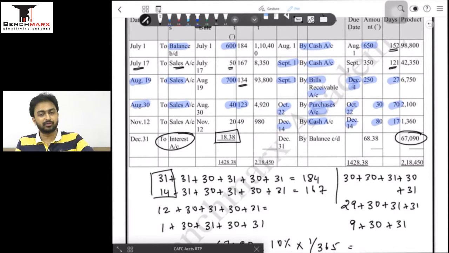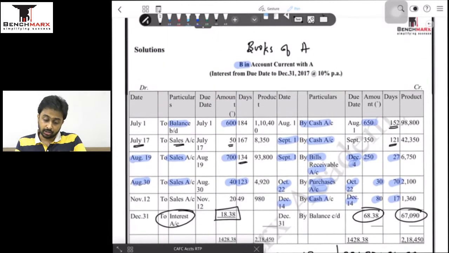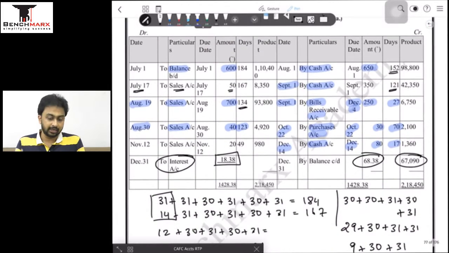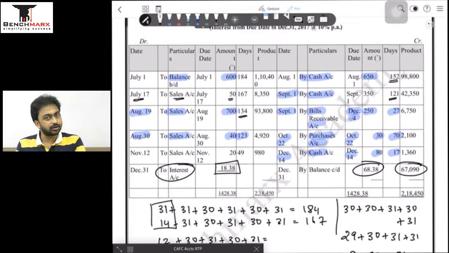This entry will come in the books of accounts when this is included in the debit side. The balancing figure of 68.38 will include the interest of 18.38, and this amount is due on 31st of March. If payment is made on 31st of March, Mr. B has to pay 68.38 including the interest amount of 18.38, and this is how we solve questions of account current.